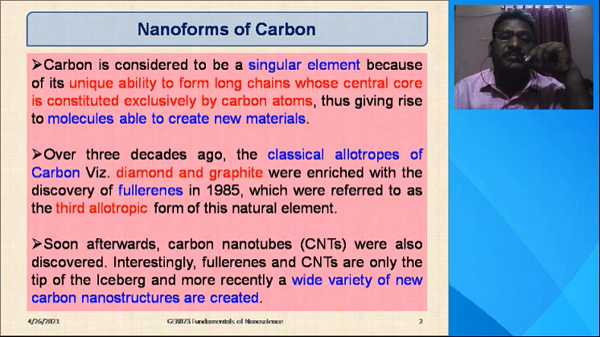Nanoforms of carbon. Carbon is considered to be a singular element because of its unique ability to form long chains, whose central core is constituted exclusively by carbon atoms and hence gives rise to molecules which are able to create new materials. Over 3 decades ago, the classical allotropes of carbon, namely diamond and graphite, were enriched with the discovery of fullerenes in the year 1985, which were referred to as the third allotropic form of this natural element carbon. Later on, carbon nanotubes were also discovered.